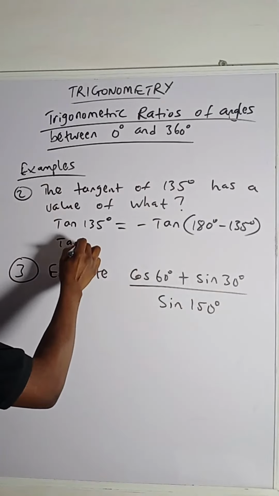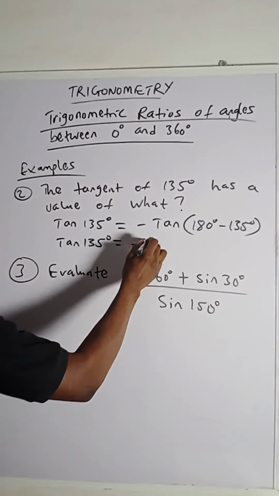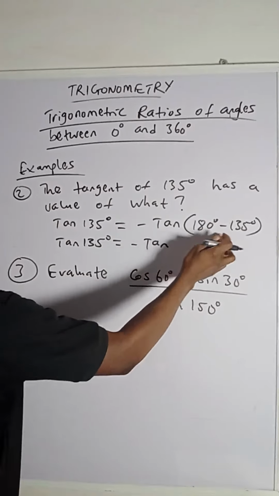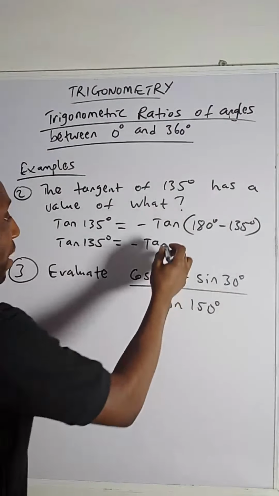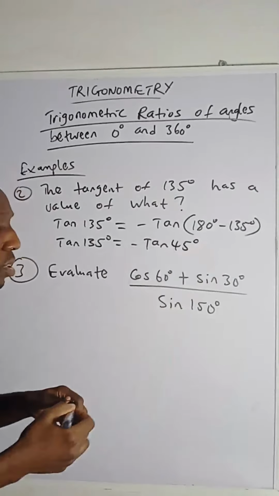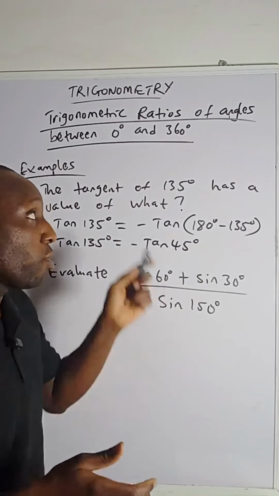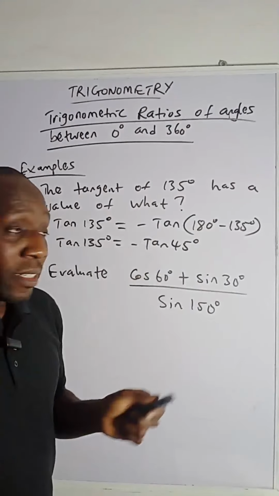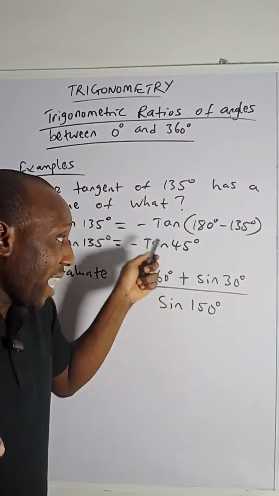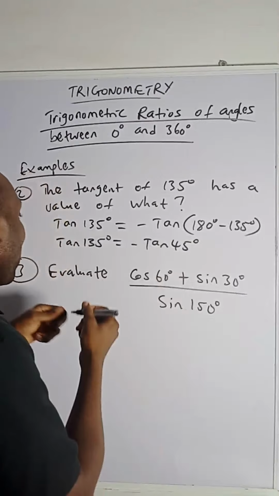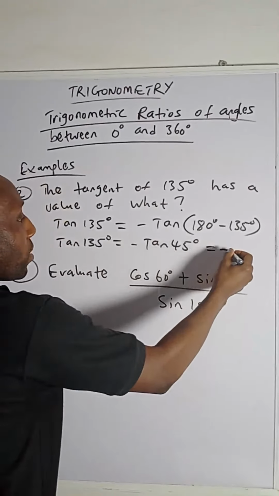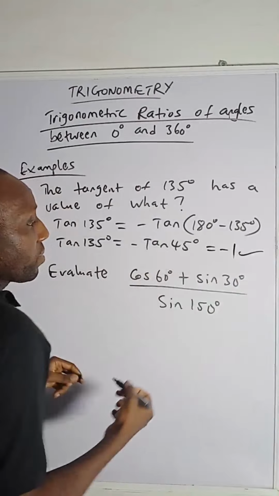Okay, so tan 135 degrees is equal to minus tan what? If you do the difference, you get what? 45 degrees. And what is tan 45 degrees? For those of you that joined the last class we had on this topic, tan 45 degrees is a special angle, and tan of 45 degrees is 1. So your final answer is going to be what? -1. So this is the final answer.